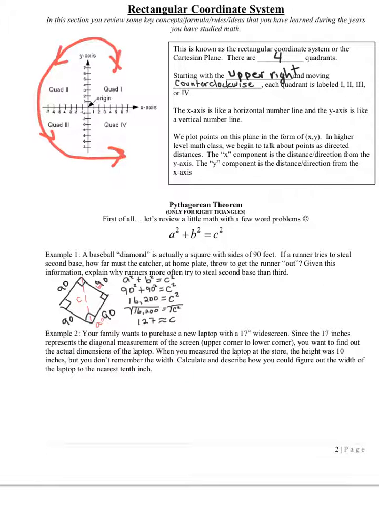The next problem we're going to do is example 2. Your family wants to purchase a new laptop with a 17-inch widescreen. Since the 17 inches represents the diagonal measurement of the screen from the upper corner to the lower corner, you want to find out the actual dimensions of the laptop. When you measured the laptop at the store, the height was 10 inches, but you don't remember the width. Let's take a look at a picture of what this looks like.